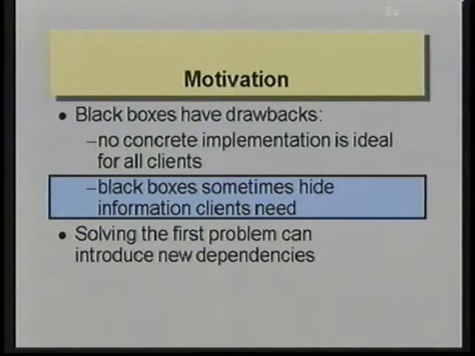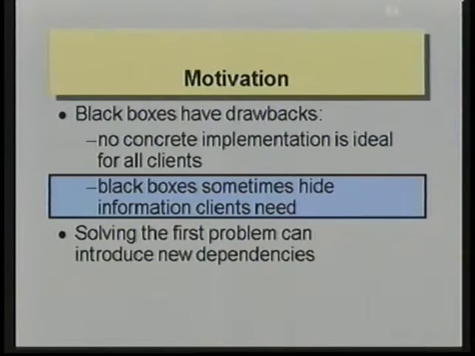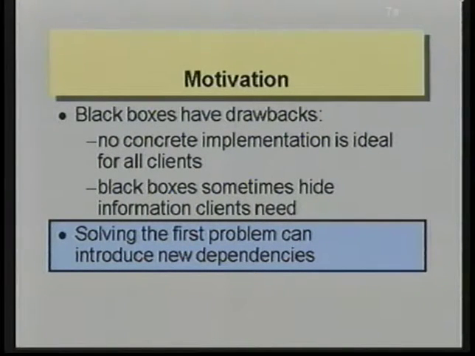There's another significant drawback of the black box, though, and that is sometimes black boxes hide too much information. Clients need information about the performance of the different methods, or they might need to know how the server will respond if there's concurrency and other characteristics. And so some of these characteristics of the server are hidden by the black box abstraction. And so there's no way that a client will really know how the service will perform. And without that knowledge, they're just taking a chance that the server is going to do what they want it to do.